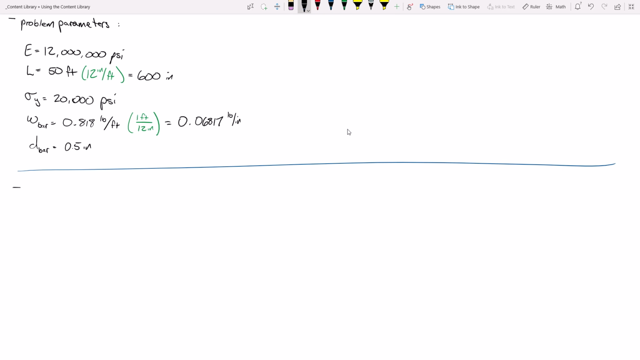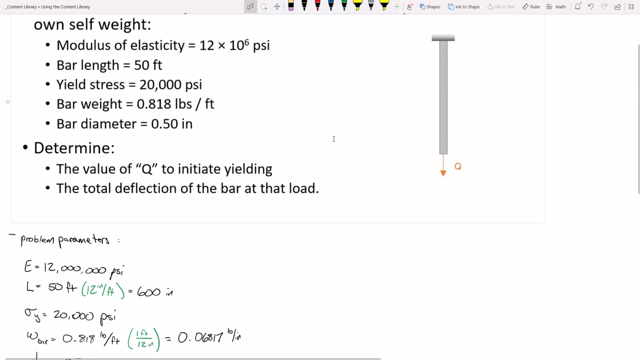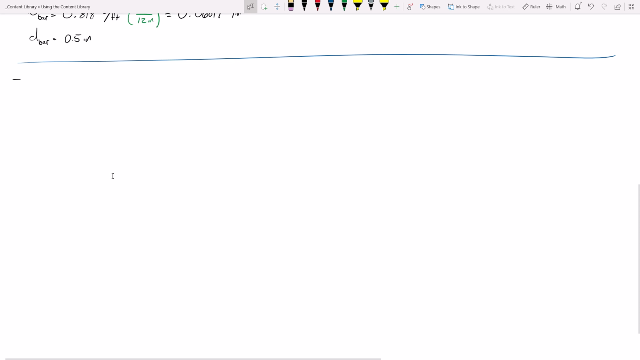Okay. So the problem is asking for two things. The first thing is the load required to initiate yielding. Specifically, it's talking about this load Q. Here's the bar, and it's asking how much force, how much Q, is required to cause yielding. We know the yield stress. So let me just ignore the problem for the fact that the bar is hanging upside down.